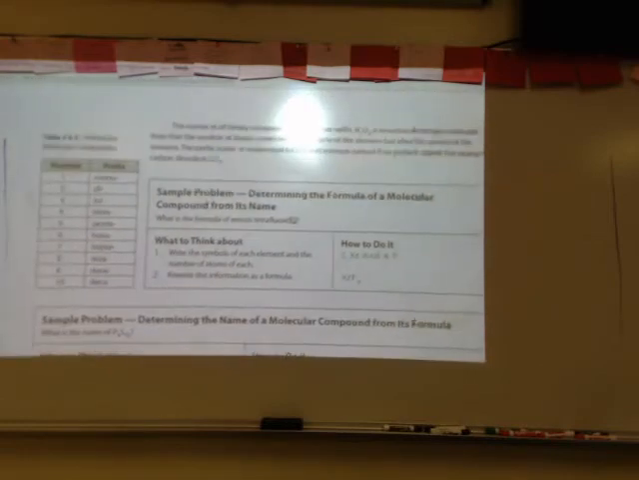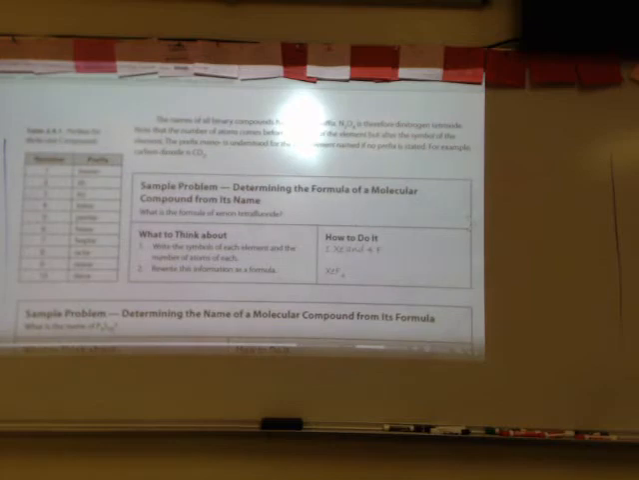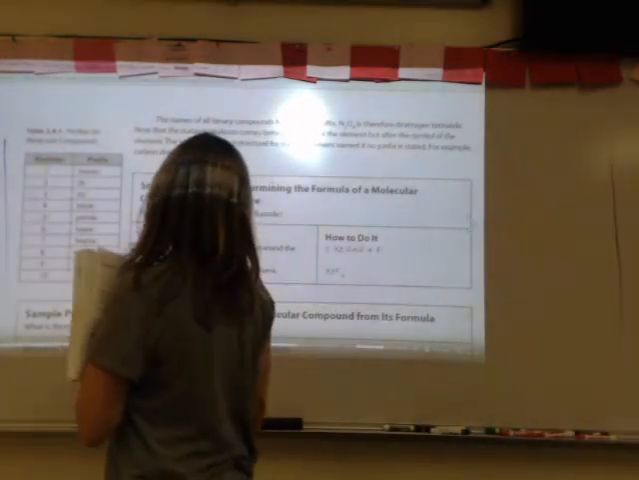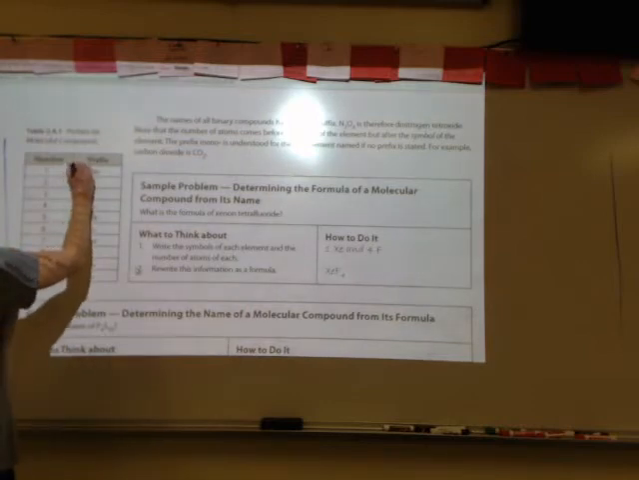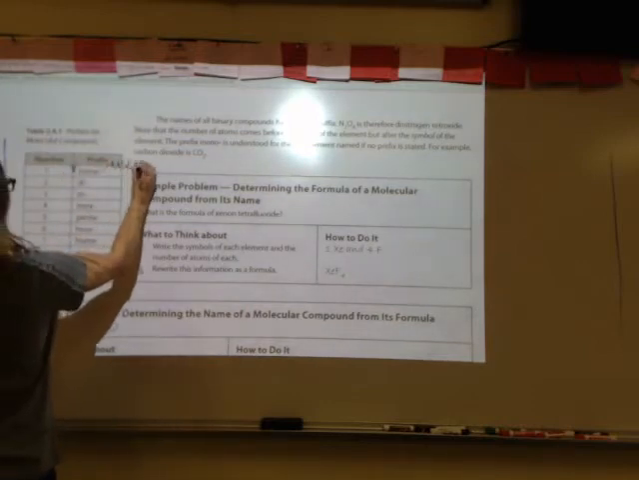We'll be using these Greek prefixes over here on the left-hand side. 1 is for mono, 2 is for di, 3 is for tri, 4 is for tetra. We go all the way to 10. Mono, you will use this with 1 oxygen.